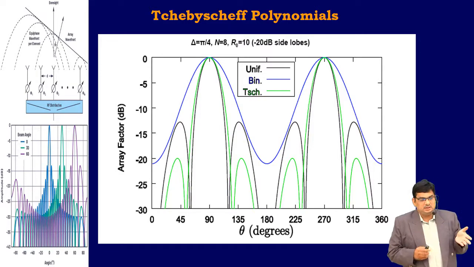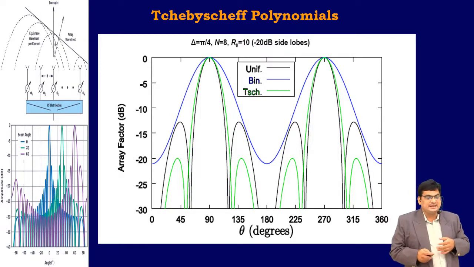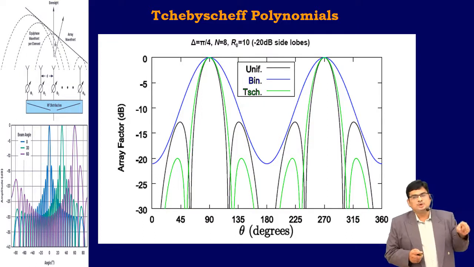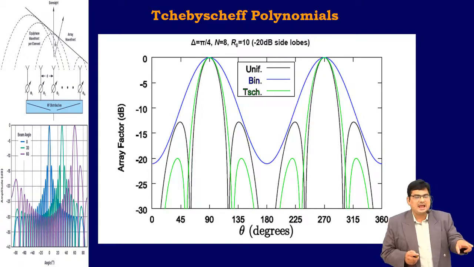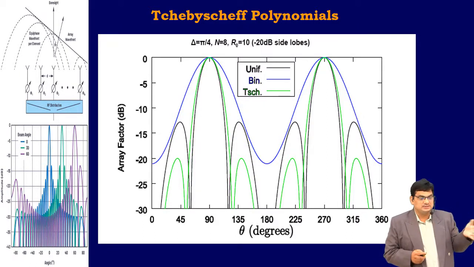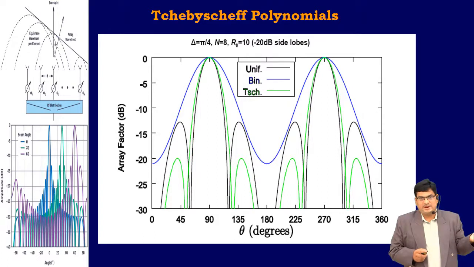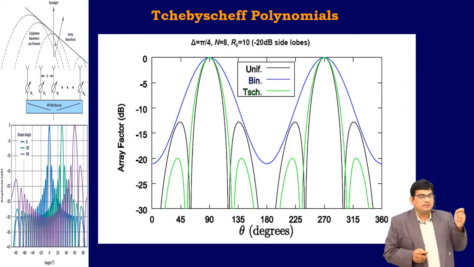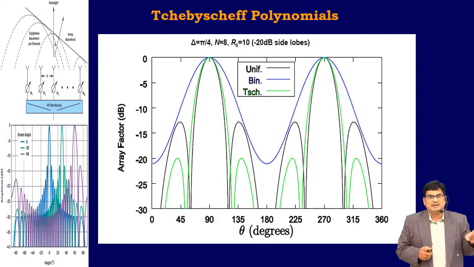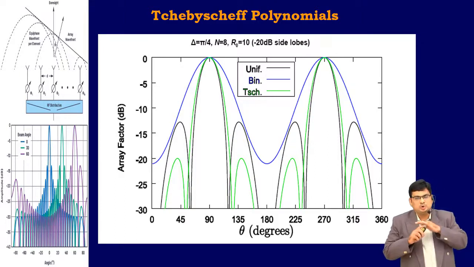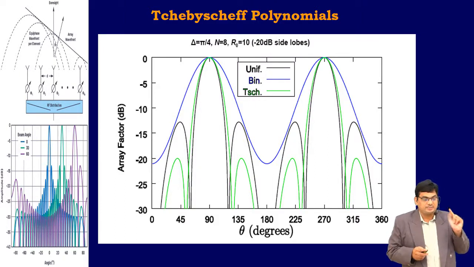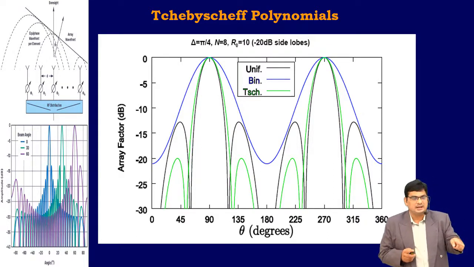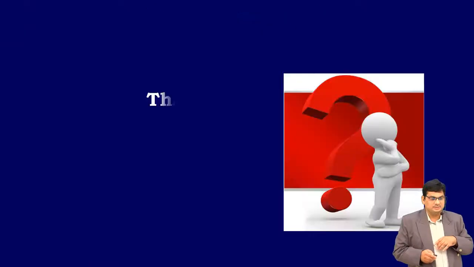In this curve, the black line indicates the uniform amplitude distribution, which has a higher side lobe level, I think more than minus 13.47 dB. The blue line indicates the binomial curve, where there will be no side lobe at all. And for the Chebyshev polynomials, in green color, all have equal side lobe levels.